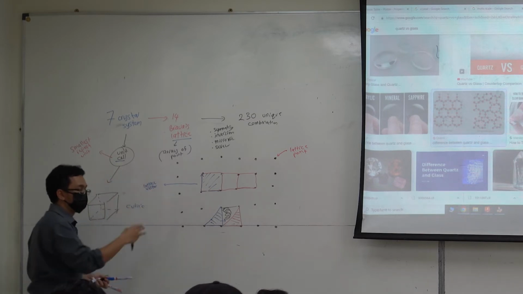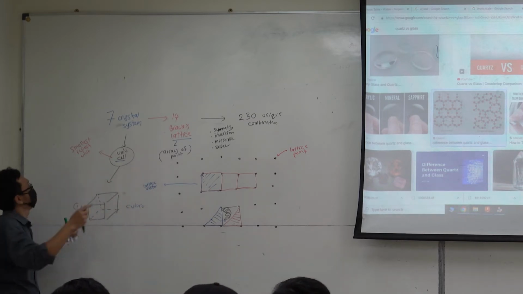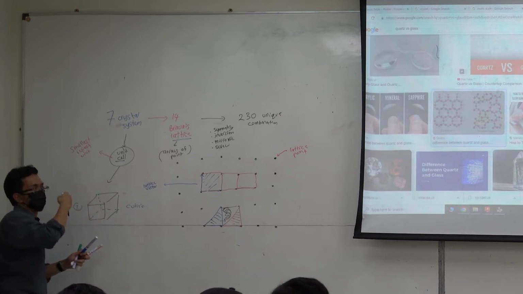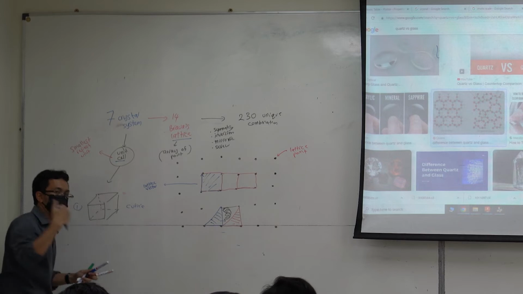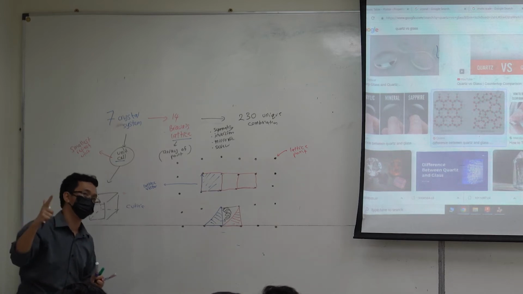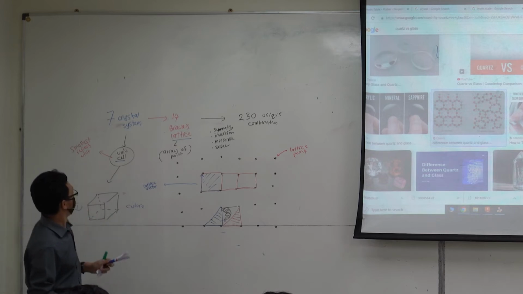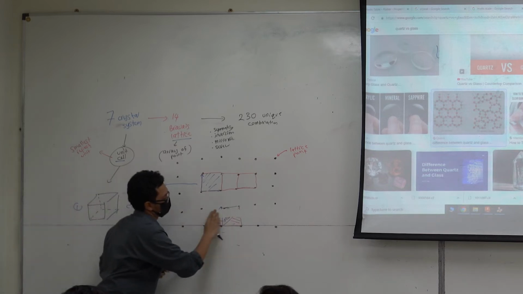So the unit cell is the repeat unit that can fill the entire lattice without any gap and without any overlapping. That's what is meant by unit cell. So the triangle is not.